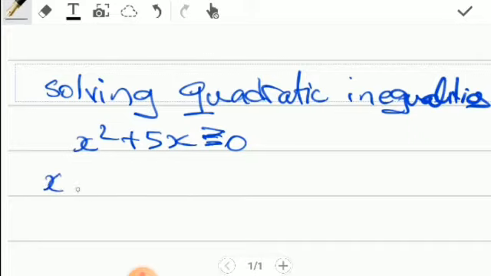X is our highest common factor. So x into x squared, we have x. X into 5x, we have 5. So x(x + 5) is greater than or equal to 0.